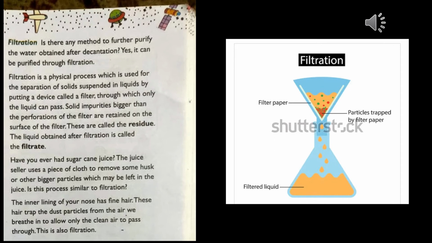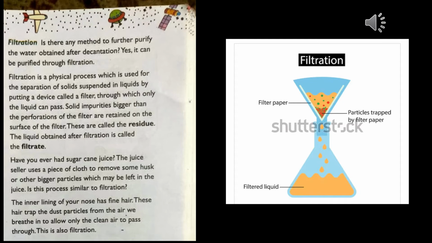As a practical example, the juice seller uses a piece of cloth to remove the husk or other bigger particles which may be left in the juice. In our process, we used filter paper because the amount of water was very small, but here the seller cannot use paper because the amount is much greater than ours.